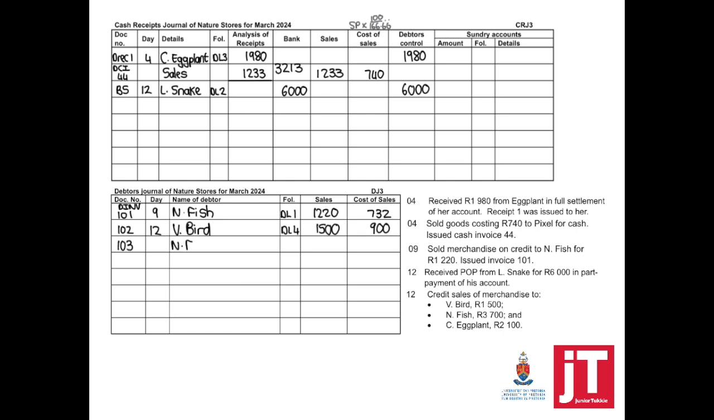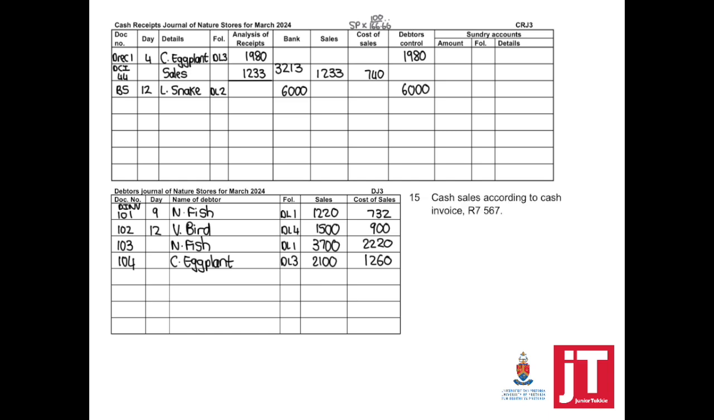Then invoice number 103, name of debtor, N Fish, debtors ledger 1, amount 3,700 in sales, cost of sales 2,220. The last one, C Plant, invoice number 104. We have to take it to his individual account. Selling price goes into sales, cost price goes into cost of sales.